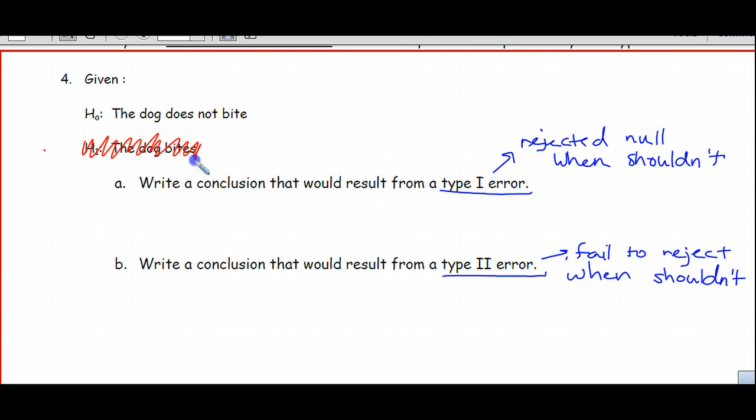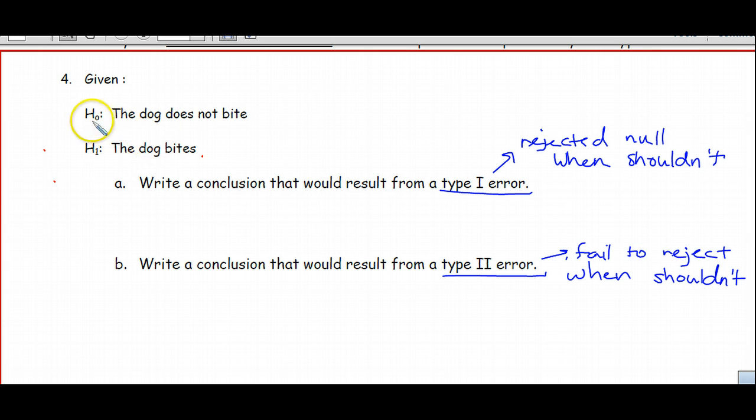Type 2, so 1, 2. Put your finger over this one, and I conclude that the dog does not bite, but it actually does. So practice with that, covering it with your finger. Type 1, covering up the first one. Type 2, covering up the second one.